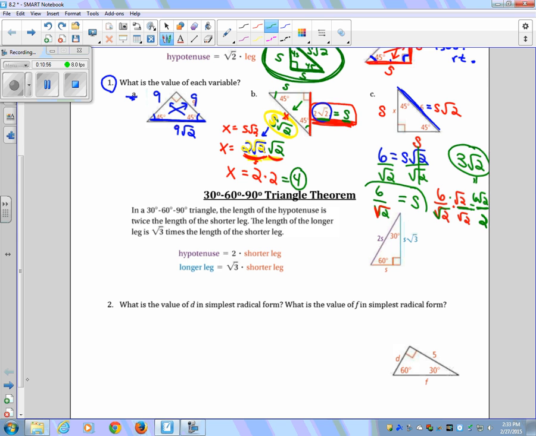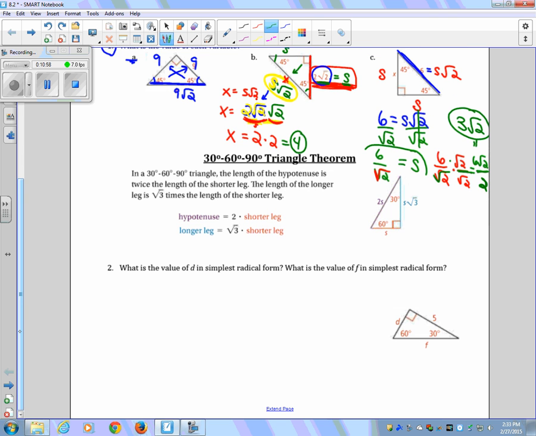All right, let's look at 30, 60, 90 triangles. 30, 60, 90 triangles are the other type of special right triangles. And again, it's going to involve memorizing the relationships. Here we have a 30, 60, 90 triangle. We have to memorize the side across from 30 is S. The side across from 90 is 2S. So the hypotenuse is twice the length of the shortest side. Remember, the shortest side is across from the smallest angle.